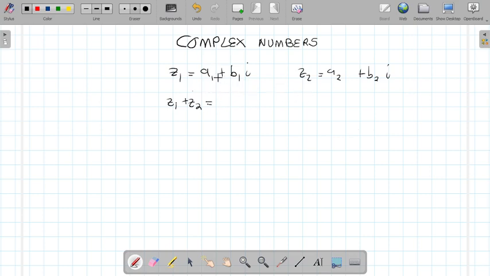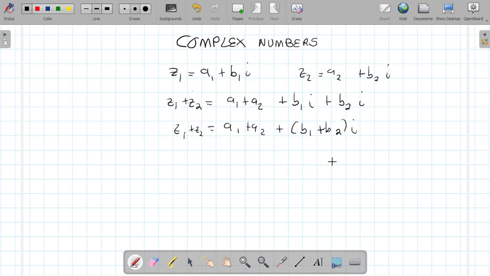You just have to add the real parts, so that is a1 plus a2, and you add the imaginary parts, so that is b1i plus b2i. So this is going to be a1 plus a2, and you can factorize by i here, so you can have b1 plus b2 times i.